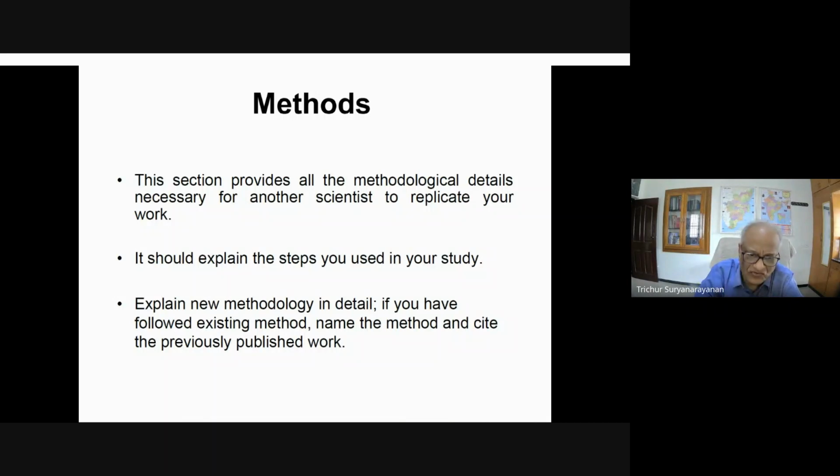Oh, this is the method he has followed, so let me do that. So it should explain the steps you used in your study, and people should be able to replicate your work by studying this. And if you have some new methodology, you should explain that in detail. If it is a methodology which is already known, you can briefly state it, or you can say we followed the method of so and so and give a reference.